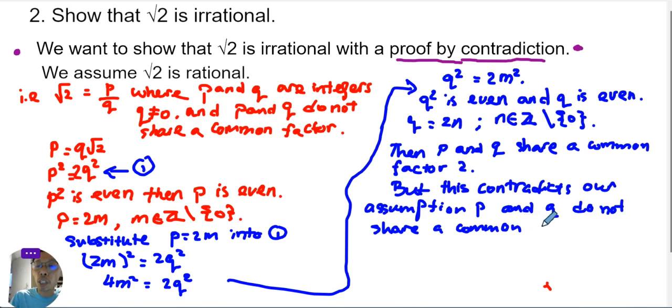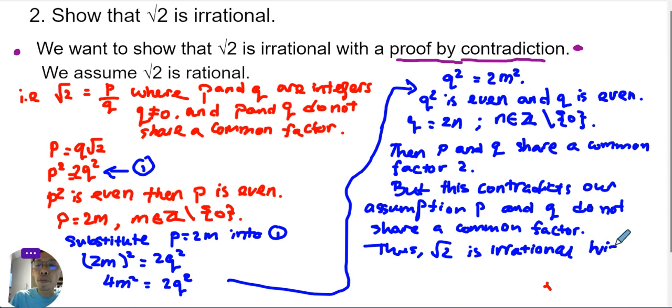So now we have our contradiction. Thus, square root of 2 is irrational. So this is our conclusion, with the proof by contradiction.